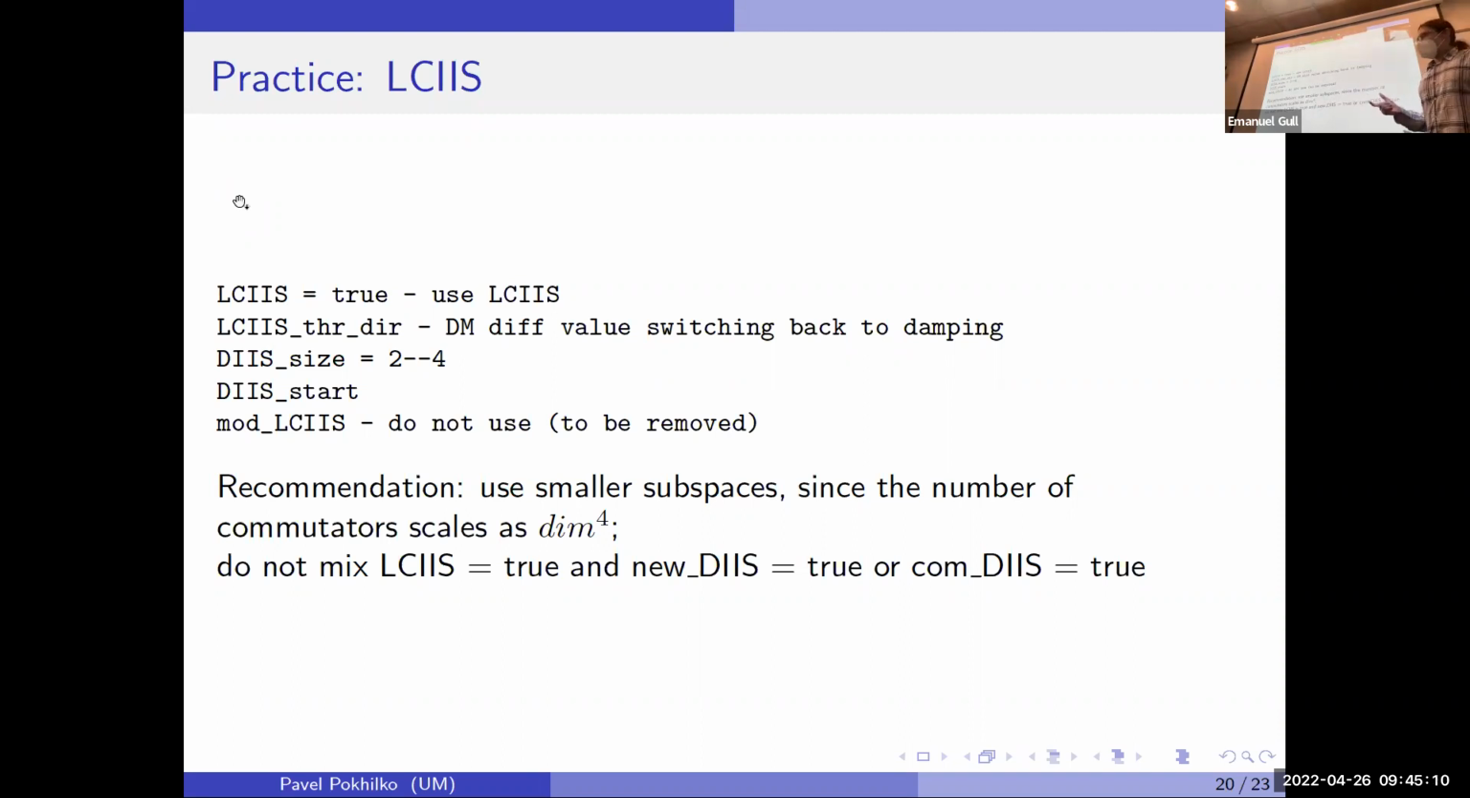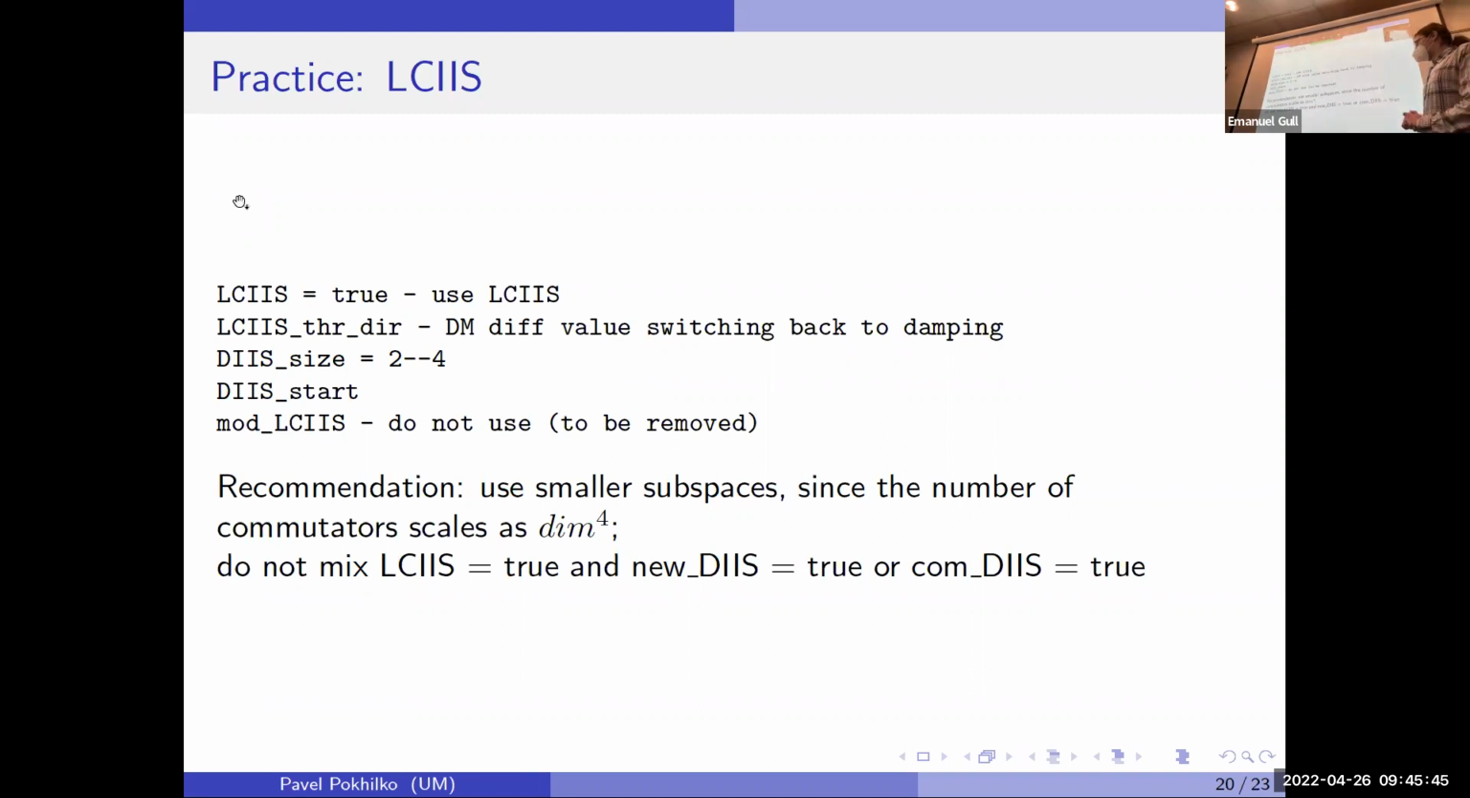comes from the fact that it uses the commutator between the extrapolated Green's function and self-energy, and effectively it is a quartic function, right? And that's why it uses in total the number of commutators as the dimension of the subspace to the fourth. So it can scale quite badly with the size of the subspace.